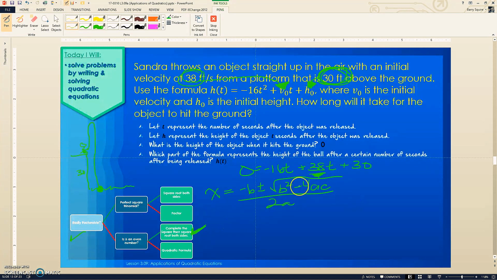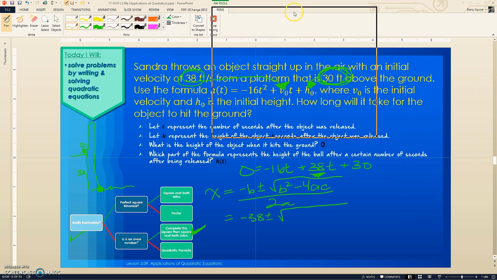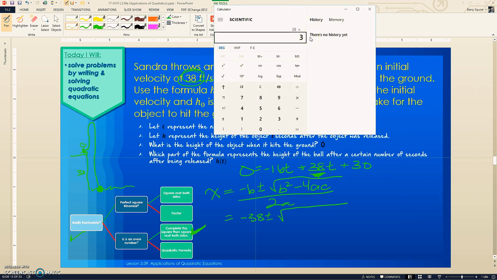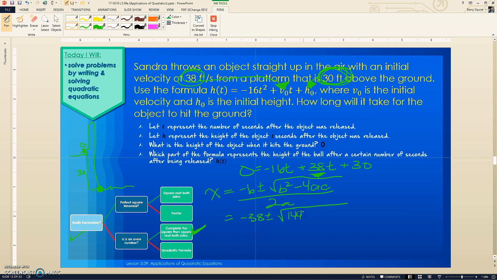Okay, so plug and chug. Our b is 38, so we start with negative 38 plus or minus. Oh my, 38 squared? I'm going to say calculator time. 38 squared is 38 times 38. 1444 minus 4 times a, which is negative 16, and c, which is 30. All over 2 times negative 16, because that's a.